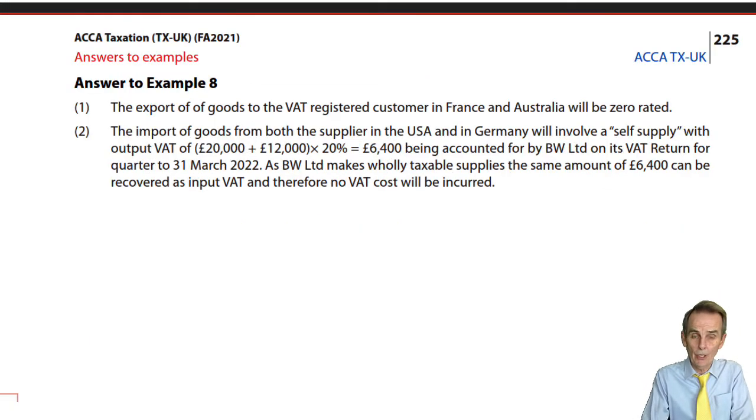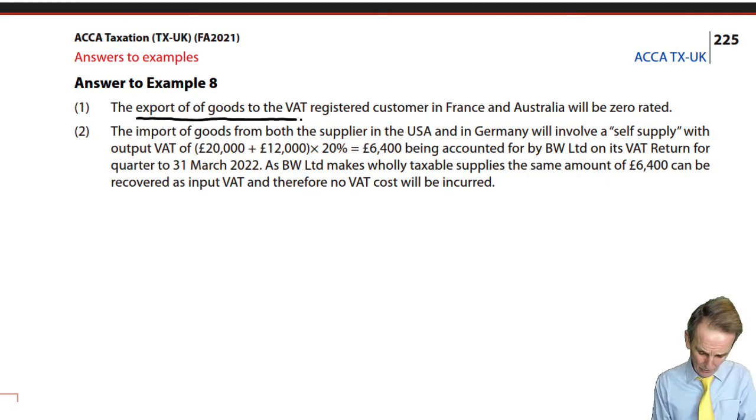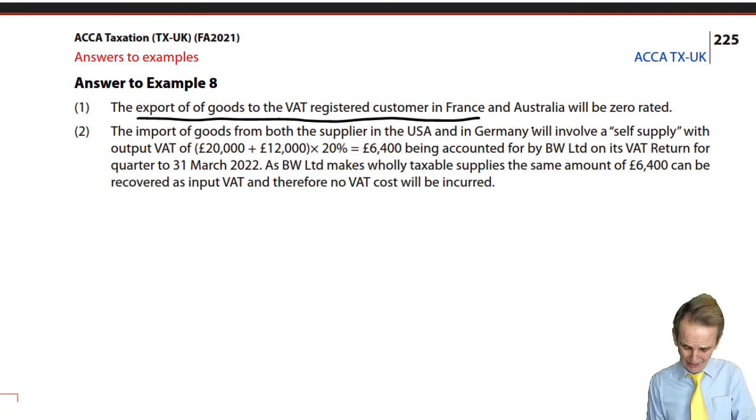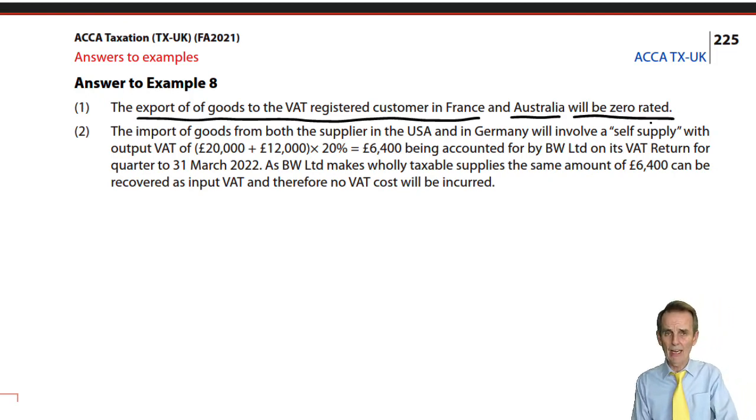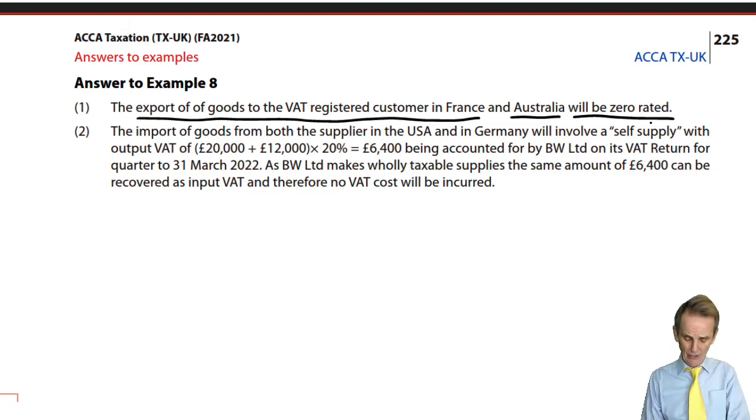Okay, let's see what we've got. So easy marks to be had to begin with, and that is, of course, that the exports of goods to the VAT registered customer in France and the business in Australia, doesn't matter who is in the EU and who is not there, that will be 0 rated. All of our sales, all of our exports to overseas customers are going to be 0 rated. It's the import of goods that seem to be more awkward.